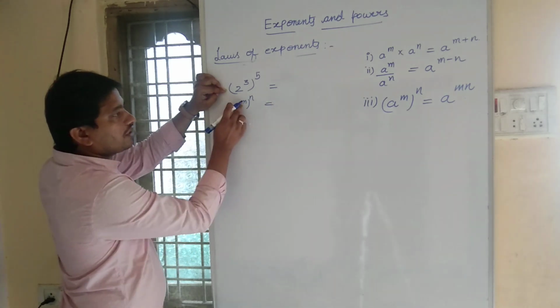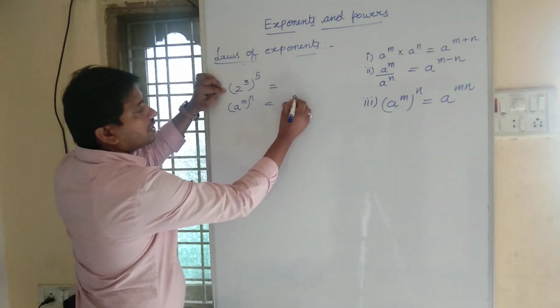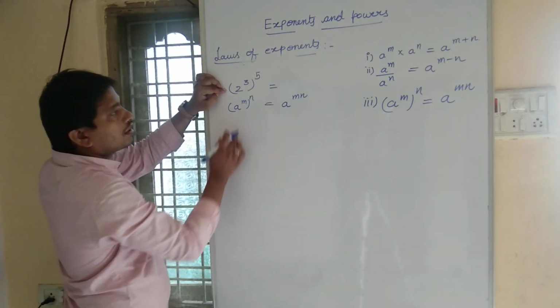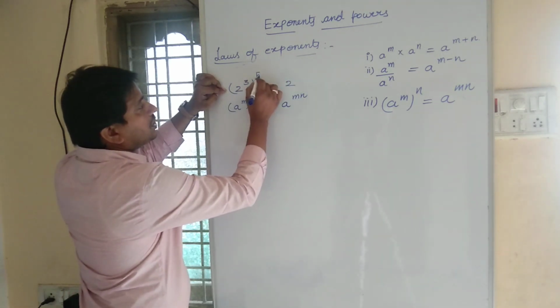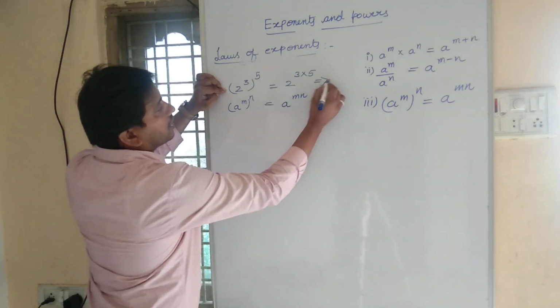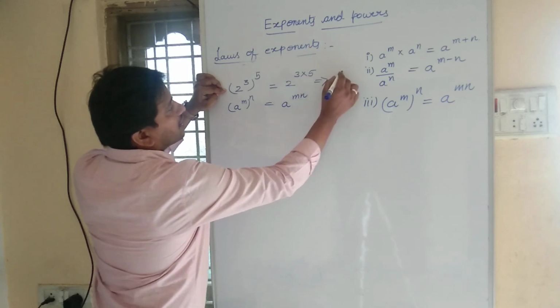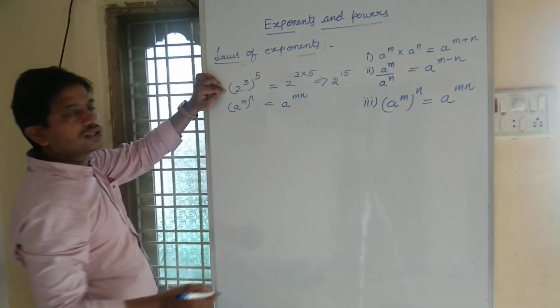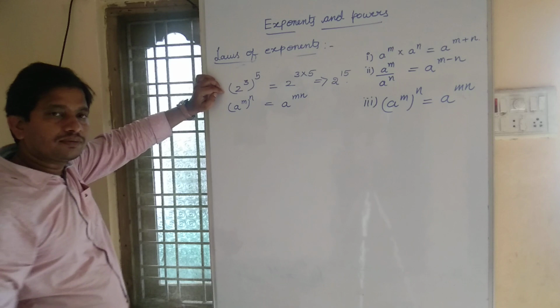If you observe this, it is in the form of a power m whole power n. What is the formula of a power m whole power n? That is equal to a power m into n. I mean 2 power 3 into 5. Yes, children, that is 2 power 3 into 5. 3 into 5 is 15. So the answer is 2 raised to the power 15.